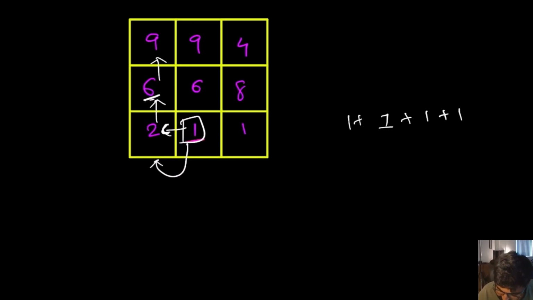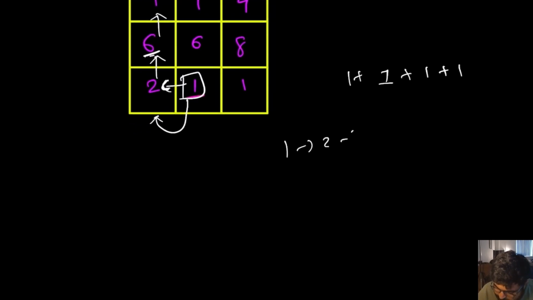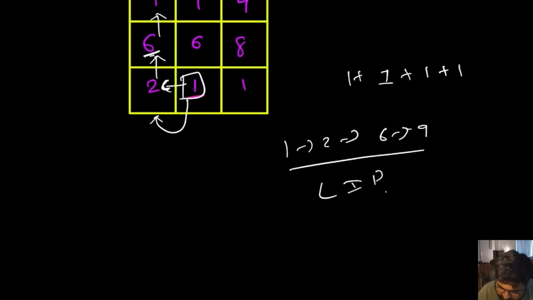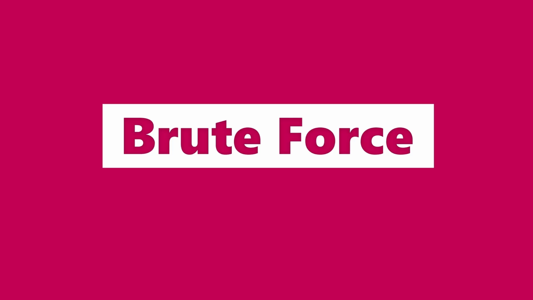So essentially we can create a path that looks like this, 1, 2, 6 and 9, and this would be the longest increasing path in our matrix, and the length of this path is going to be 4. That is what we need to return in the answer.